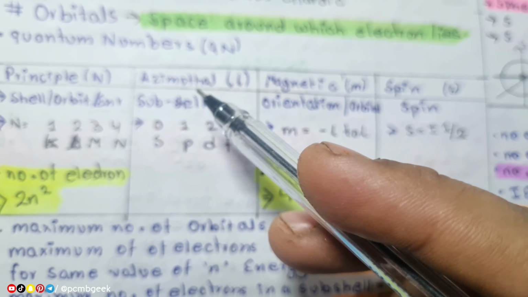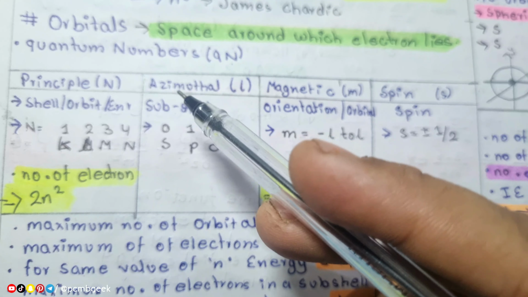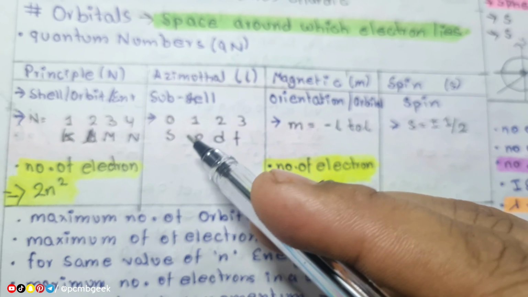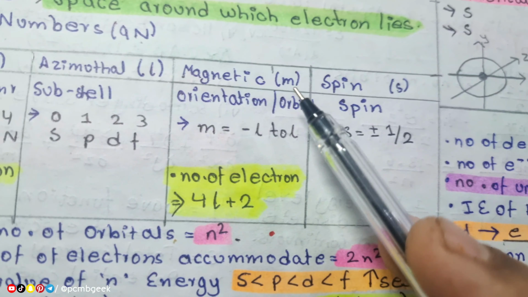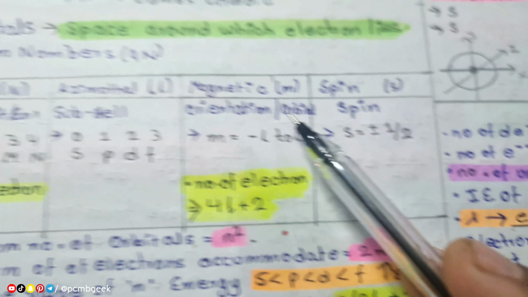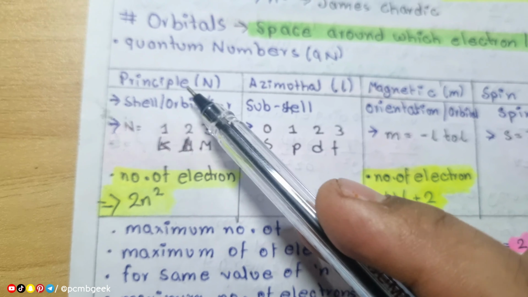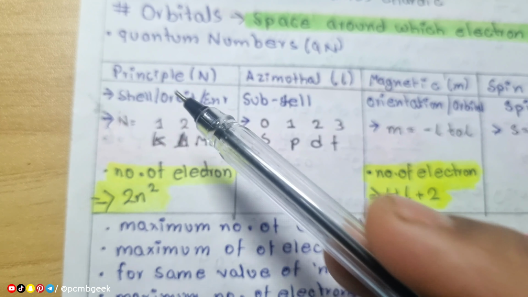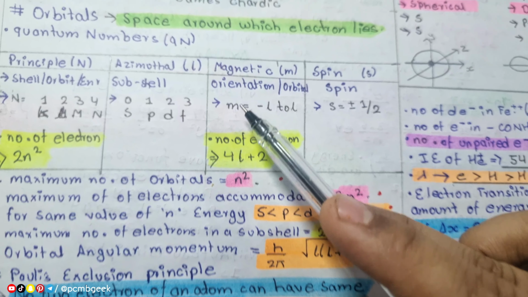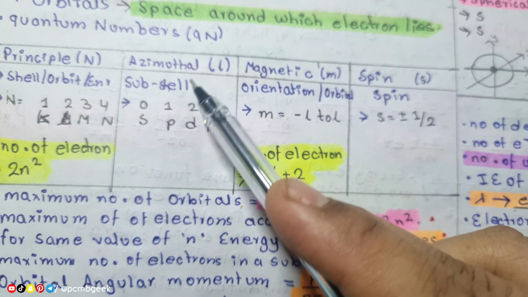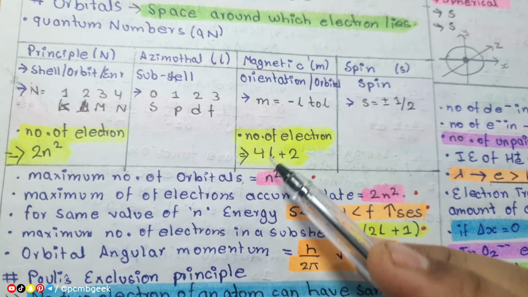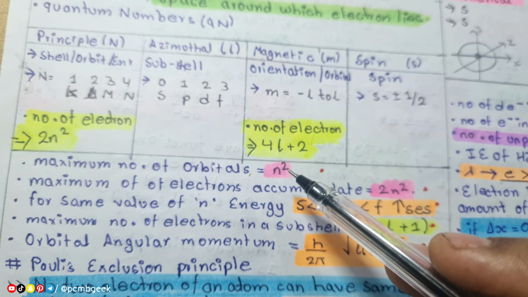Now, what is the azimuthal quantum number? It is denoted by l and it gives the information about the subshell. That is, for s, p, d, f orbitals, the azimuthal quantum number is 0, 1, 2, 3. Now, what is the magnetic quantum number? It is denoted by m and it gives the information about the orientation of the orbital. That is, the principal quantum number gives the information of the orbit and the orbital's information is given by the magnetic quantum number. The magnetic quantum number ranges from negative of the azimuthal quantum number to positive of the azimuthal quantum number. The number of electrons is given as 4 times the azimuthal quantum number plus 2.